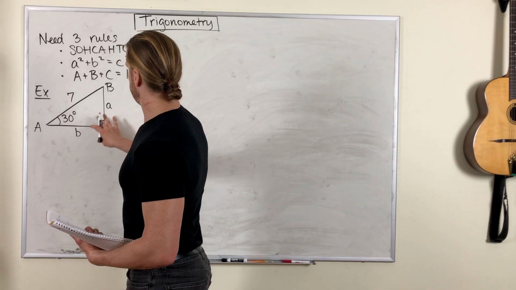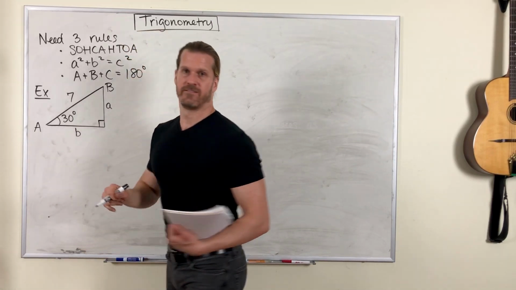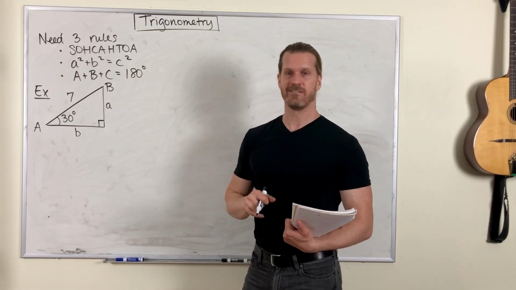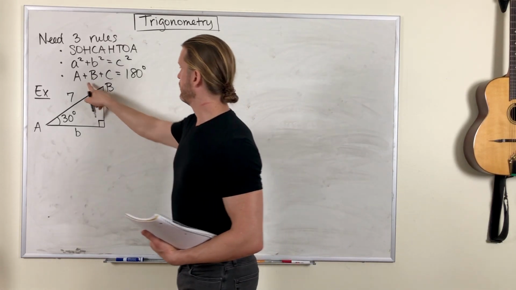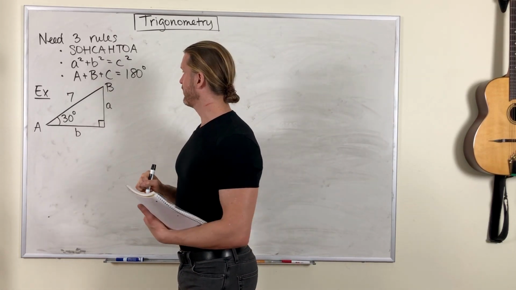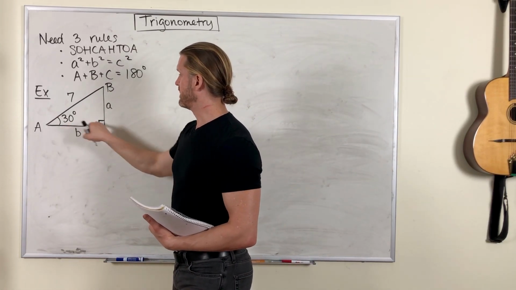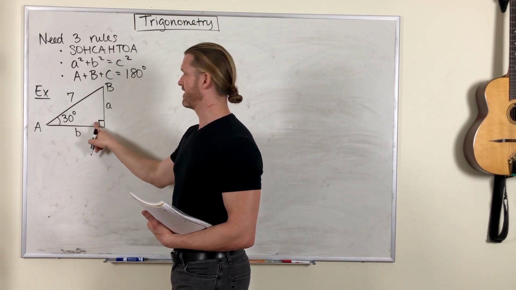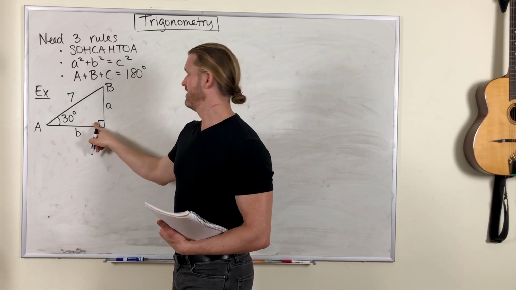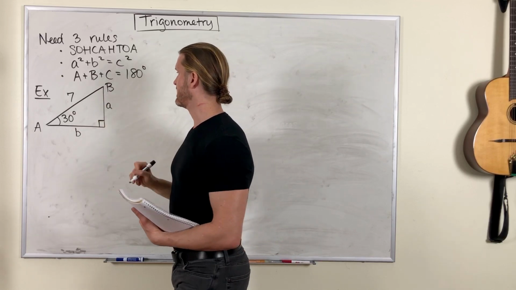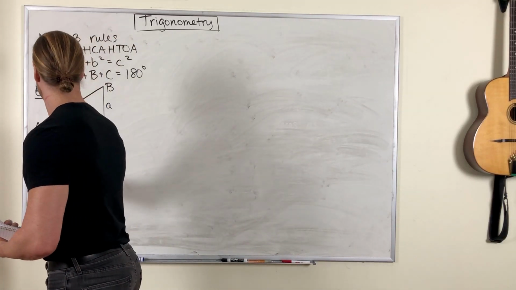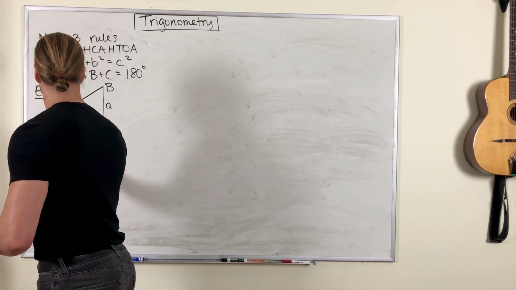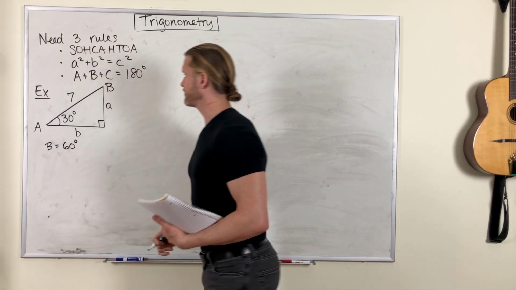All right, so let's start by finding angle B. We can use our relationship for the 3 angles. We know that they need to add up to 180 degrees. We have 30 degrees. We've got a 90-degree right angle. That must mean that angle B is 60 degrees.